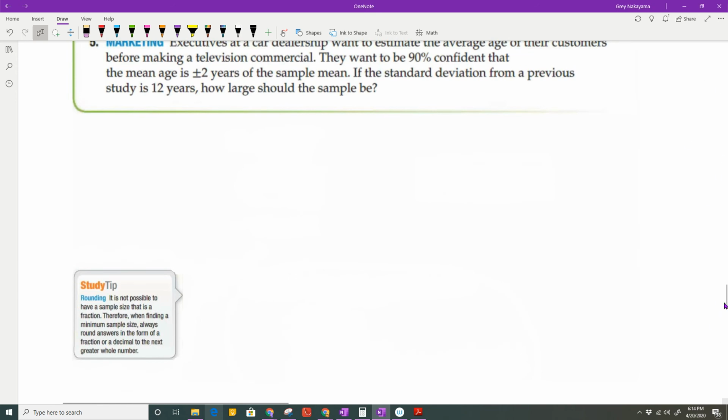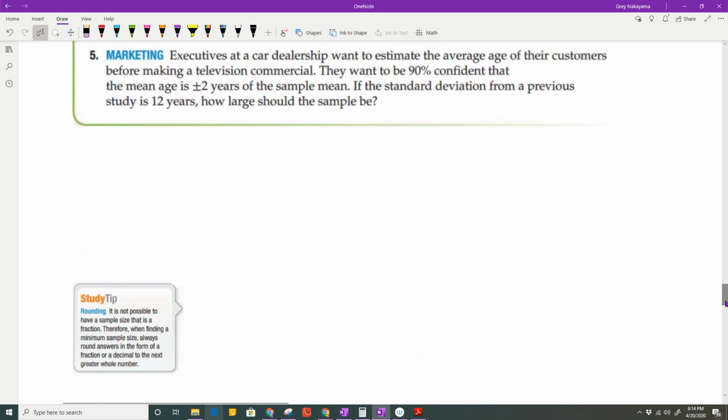Executives at a car dealership want to estimate the average age of their customers before making a television commercial. They want to be 90% confident that the mean age is plus or minus 2 years of the sample mean. So think of that plus or minus 2 years of that interval. You're at your mean and you're adding 2 or subtracting 2. So that's your error, maximum error estimate. Okay. If the standard deviation from a previous study is 12 years, how large should the sample be?